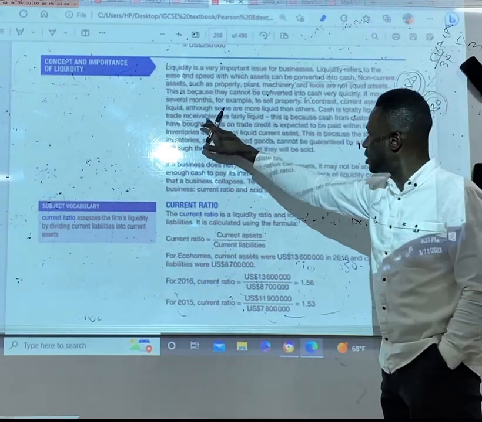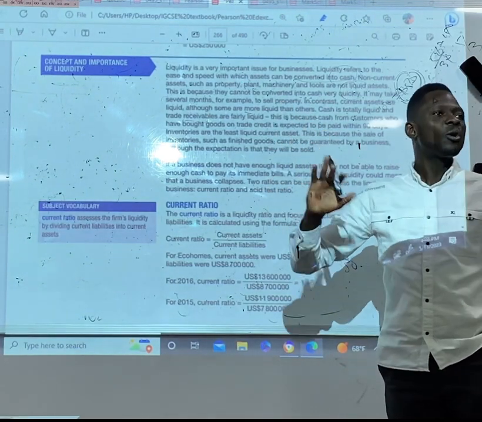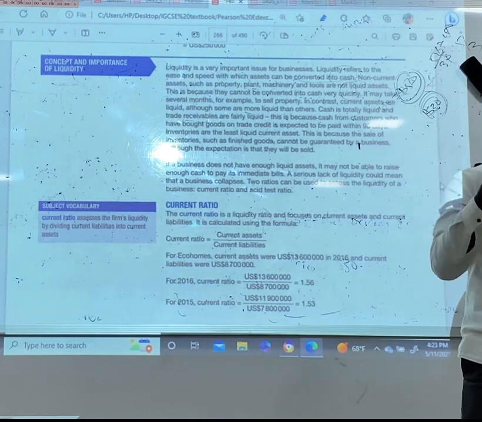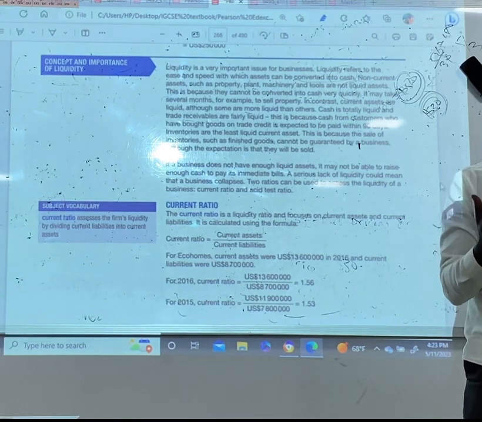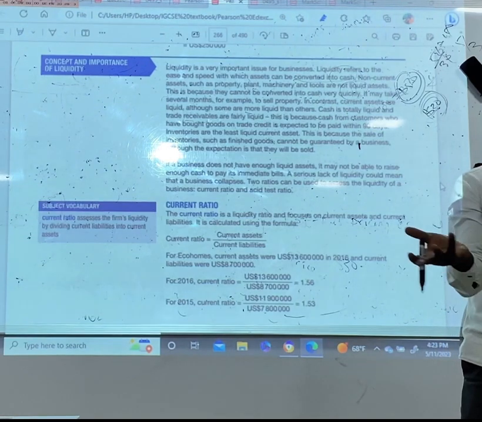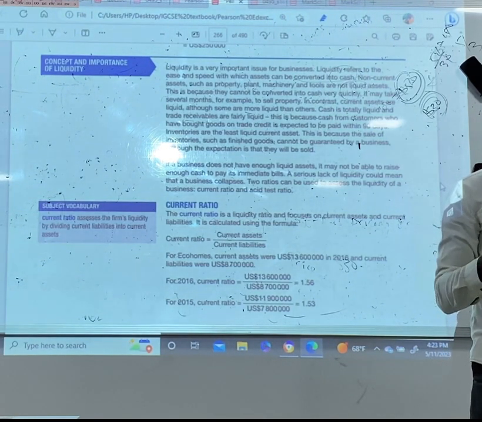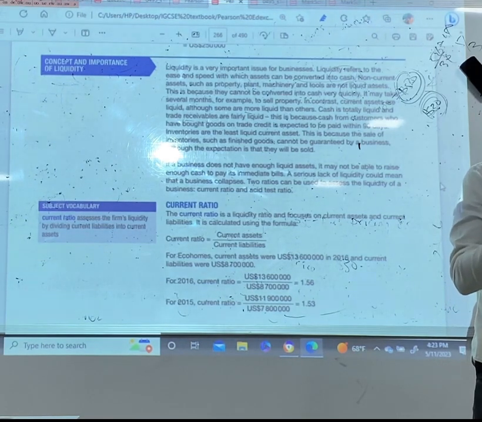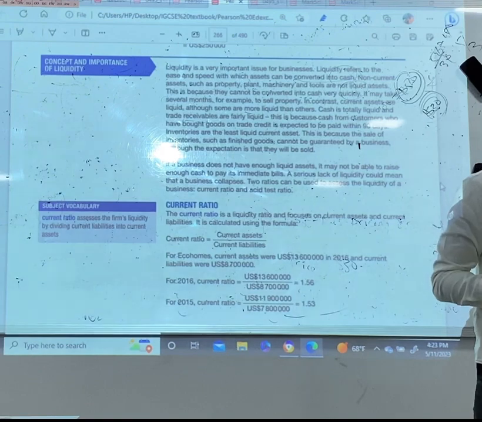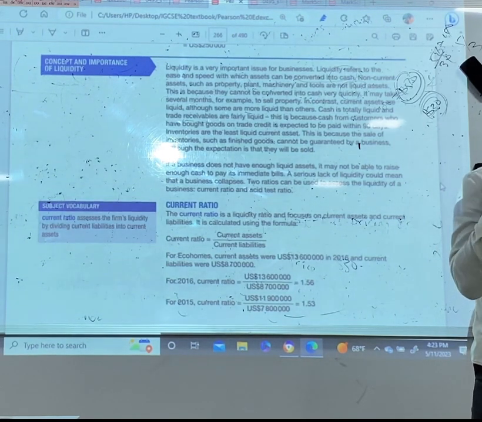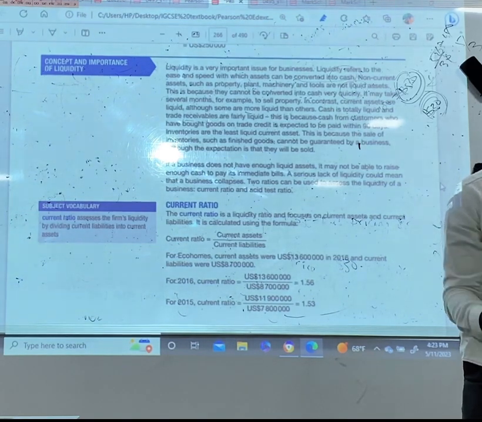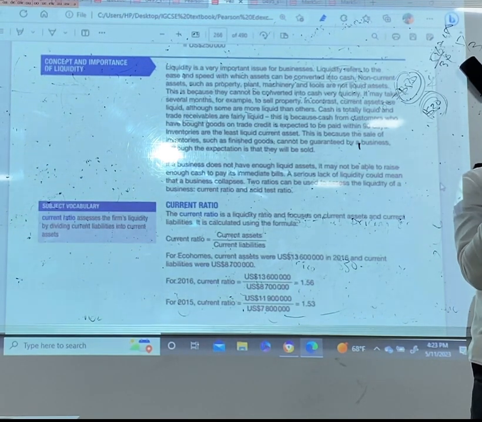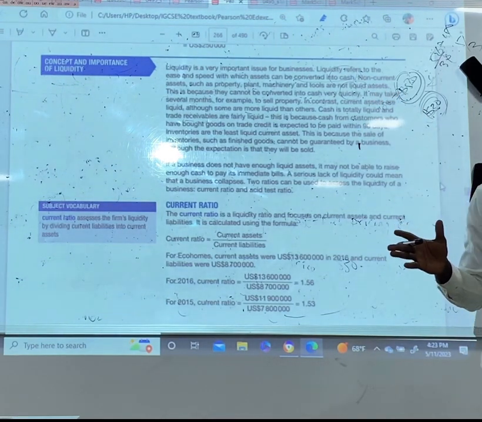In contrast, current assets are liquid, although some are more liquid than others. All current assets are liquid, but in terms of the ease of converting them, they are not at the same level. Like debtors, your debtors might not pay you right now. Cash, the money in the bank, and your debtors are all forms of money. But the easiest one is cash, because you can spend it right now. Do you get the point here?